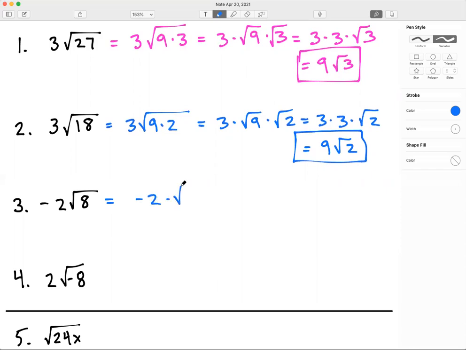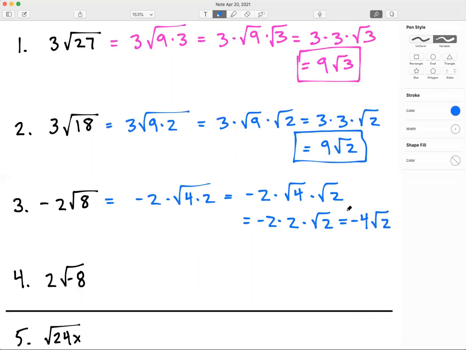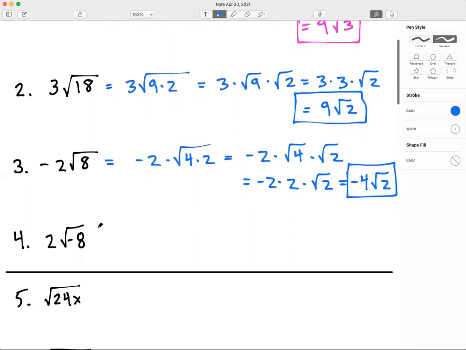So negative 2 times the square root of what? 4 times 2. Why 4? Because 4 is the perfect square that goes into 8. And it's easy to take the square root of 4. So square root of 4 is 2, equals negative 2 times 2 is a negative 4 root 2. That's our answer.